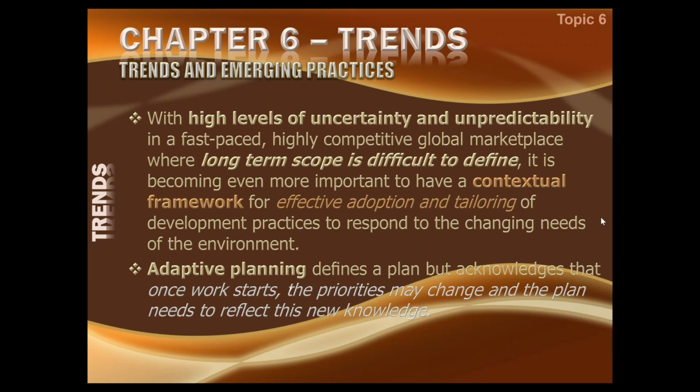Okay, with high levels of uncertainty and unpredictability, because in schedule you will exercise this problem that you are not really certain. This is the most uncertain thing in the whole project. Even if you are going for a predictable project life cycle, even then you have high order of uncertainty as far as the schedule is concerned. So with high levels of uncertainty and unpredictability in a fast-paced, highly competitive global marketplace where long-term scope is difficult to define, it is becoming even more important to have a contextual framework for effective adoption and tailoring of development practices to respond to the changing needs of the environment.